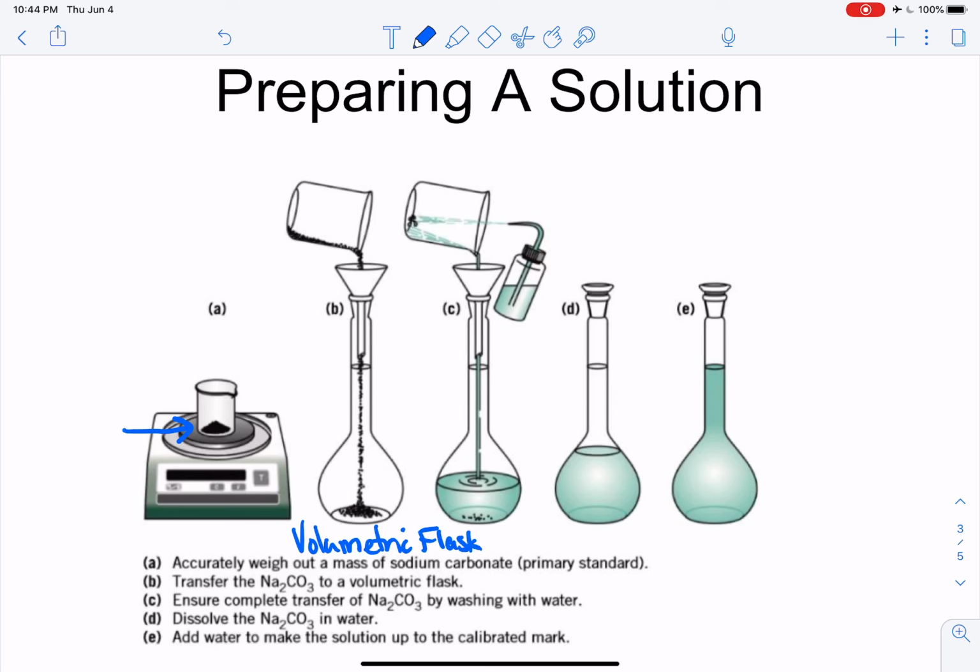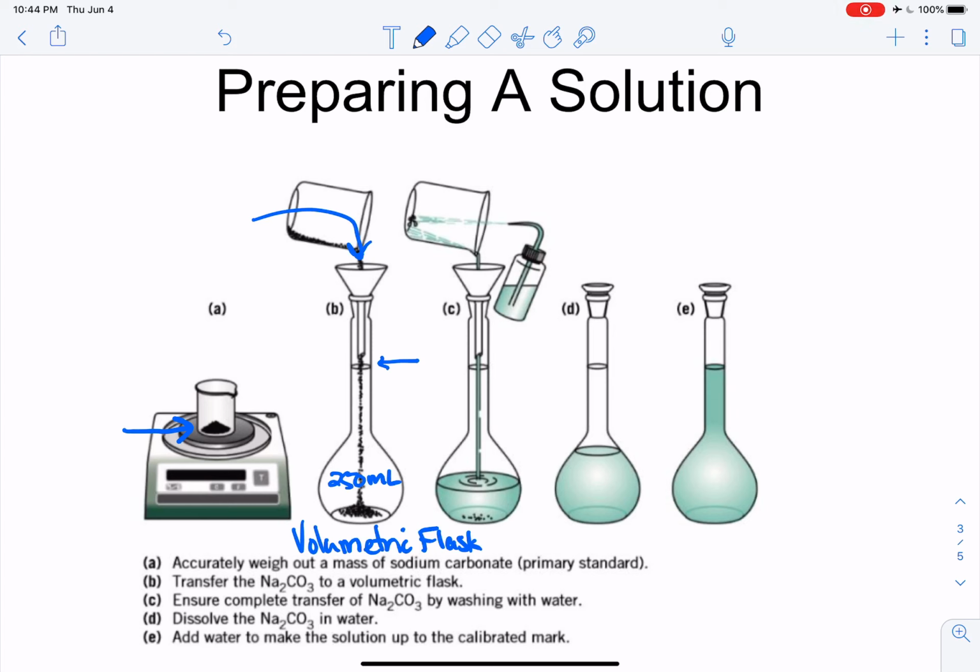And the volumetric flask has a little mark up there that indicates a certain volume. And usually on the volumetric flask, it'll tell you what the volume is. So it'll say 250 milliliters, or it'll say 1 liter, or 500 milliliters, whatever it is. Okay, so what you do is then you go ahead and you pour your solute into the bottom of your volumetric flask there.